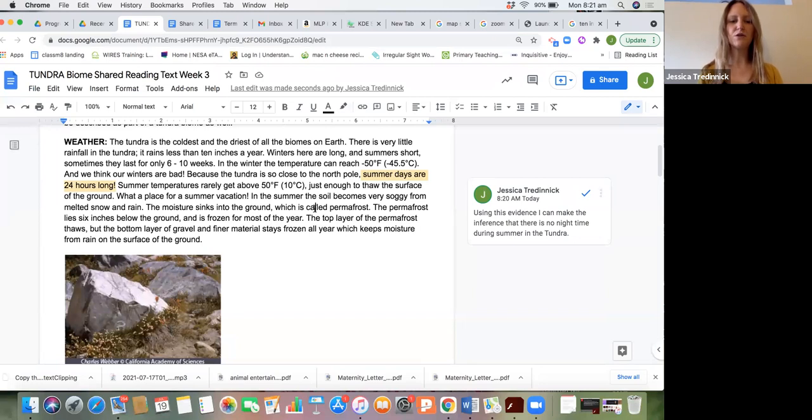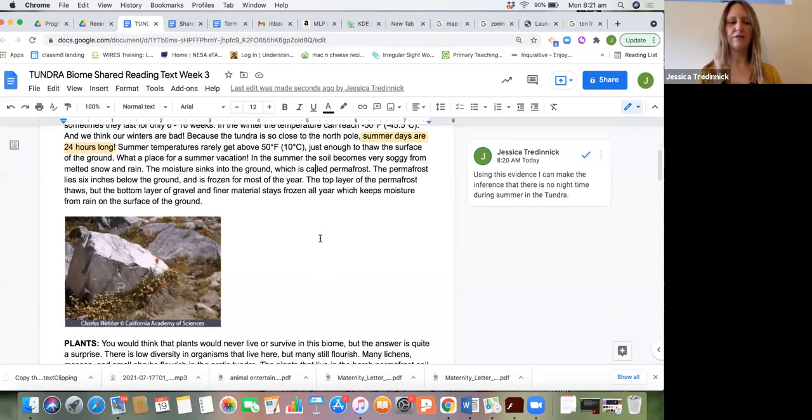In the summer, the soil becomes very soggy from melted snow and rain. The moisture sinks into the ground, which is called permafrost. The permafrost lies 6 inches below the ground and is frozen for most of the year. The top layer of the permafrost thaws, but the bottom layer of gravel and finer materials stays frozen all year, which keeps moisture from rain on the surface of the ground.